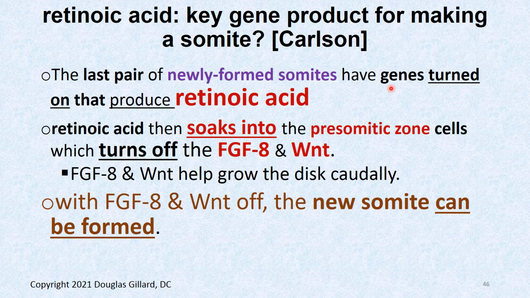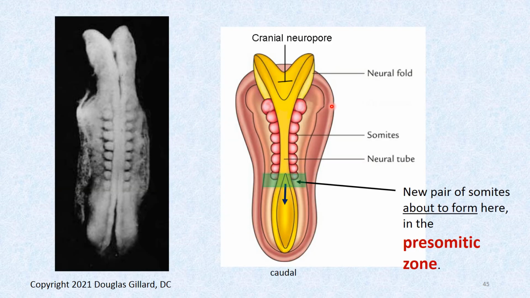So the last pair of newly formed somites, they get some genes turned on. Specifically, the retinoic acid gene gets turned on. And it does what a gene does. It produces retinoic acid via the central dogma. And the retinoic acid then soaks into the presomitic zone below. So these new genes right here, retinoic acid is soaking into this region right here. And it's getting into the paraxial mesoderm cells right here. So what does it do?